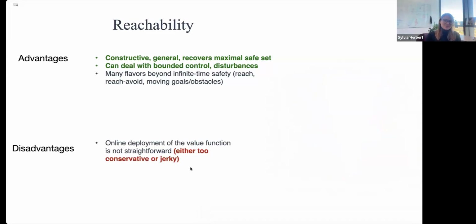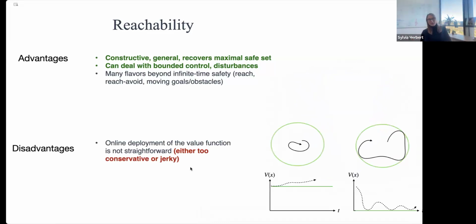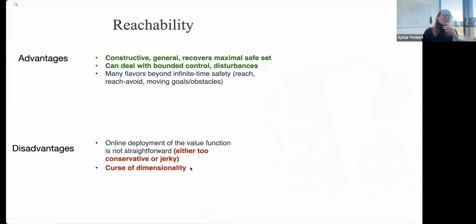But the disadvantages is that the online deployment of this function is not straightforward. On one extreme, we have something that's very conservative, and on the other extreme, we have something that's too jerky, as I mentioned. The other big issue is something called the curse of dimensionality. So if you've taken any class that covers dynamic programming before, you know that when you grid up your space, if you have one dimension, then you have a single line of grid points. If you have 2 dimensions, you now have a square of grid points. 3 dimensions, you now have a cube of grid points. And this continues exponentially with every added dimension of your system.